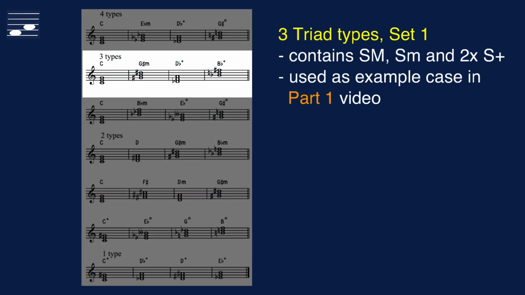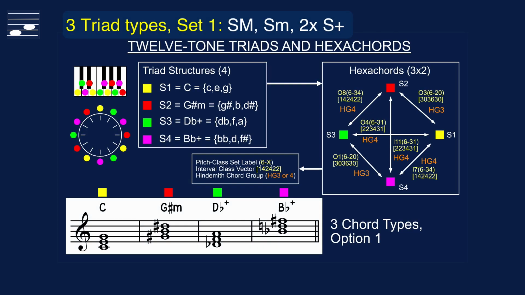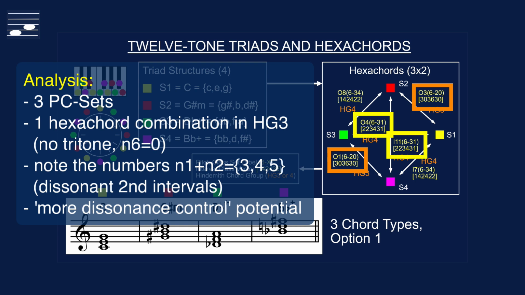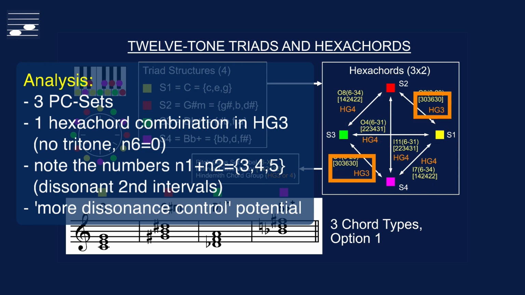The first option includes 1 major, 1 minor and 2 augmented triads, and this was the set used extensively in part 1 from this video series. Inspecting the properties diagram, we see that the hexachord combinations yield 3 different PC sets. The combination of S1 plus S2 versus S3 and S4 has no tritone interval and therefore is classified as the somewhat lower tension HG3 category.